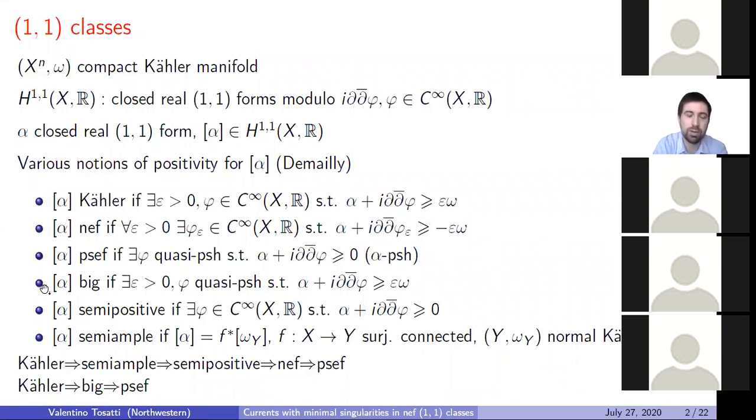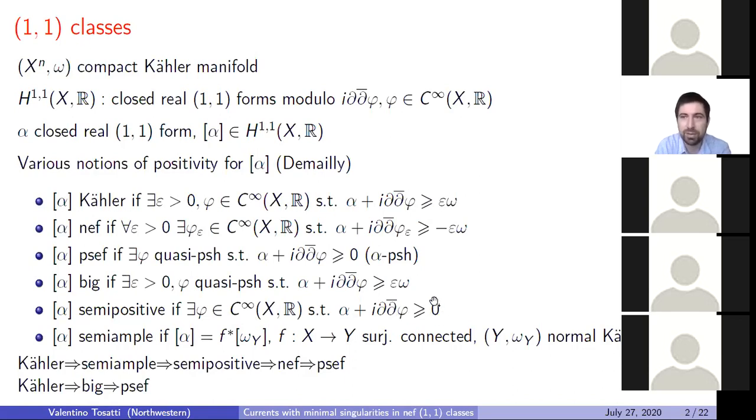The next two, well, also the next one is also sort of standard, but a lot less studied. So we will say that α is semi-positive. It's actually a very natural definition, if you can find a smooth function φ such that α plus dd^cφ is semi-positive.